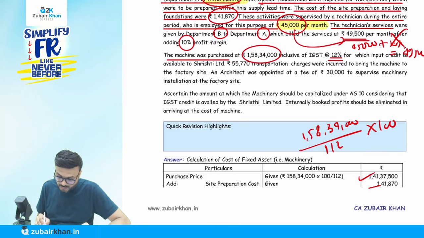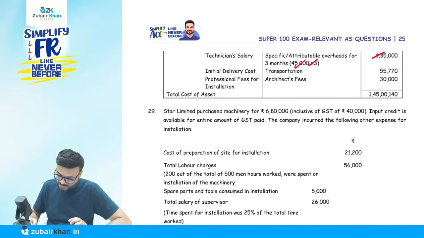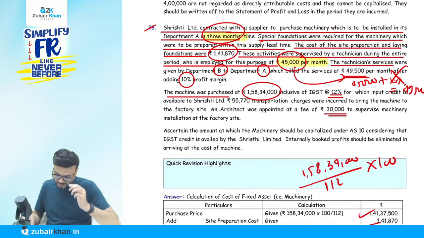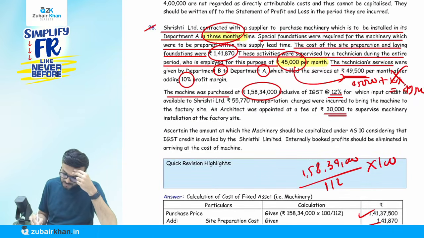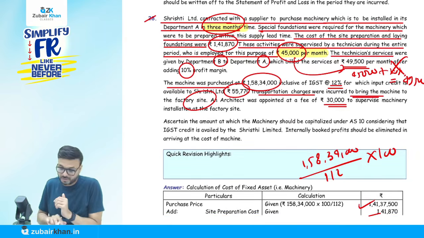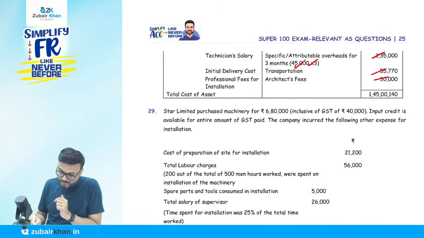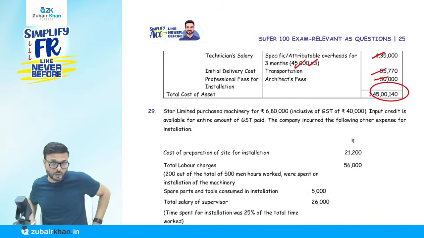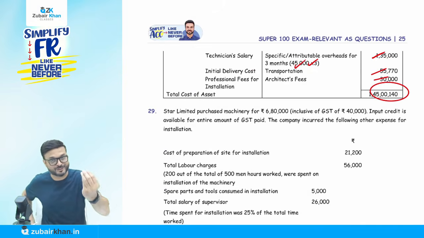Now, an architect was appointed at 30,000 to supervise the machinery. 30,000 architect fees. Hey, where's transportation? I missed the transportation. Okay. Now, 55,770 transportation charges were incurred to bring the machinery to the factory site. Yes, transportation. Okay. 55,770. Cost of the PP is this much. 7 marks is here.